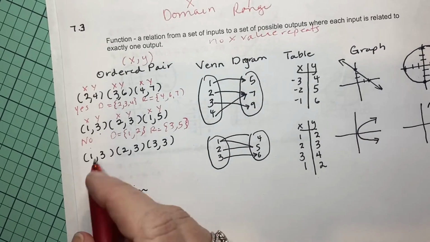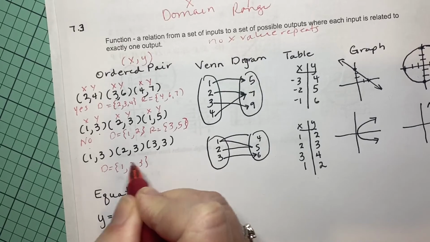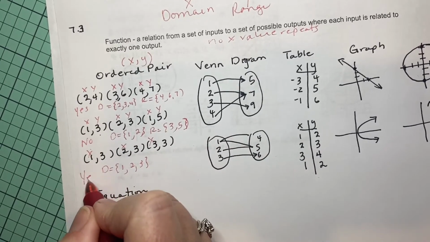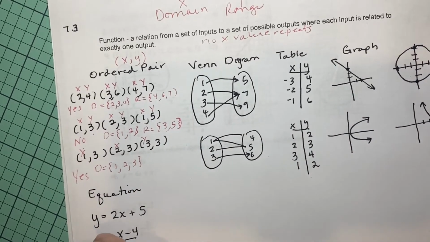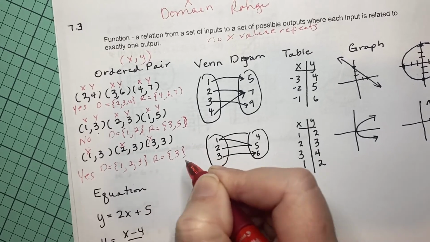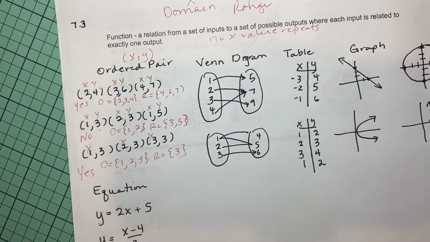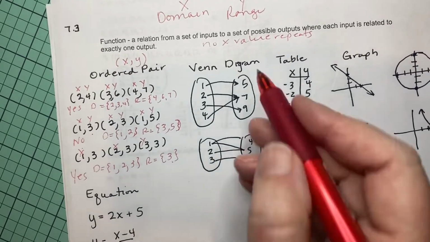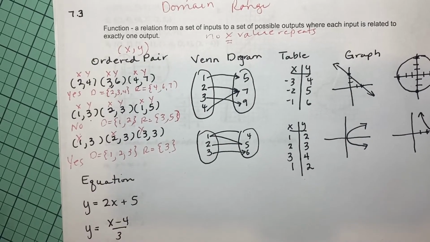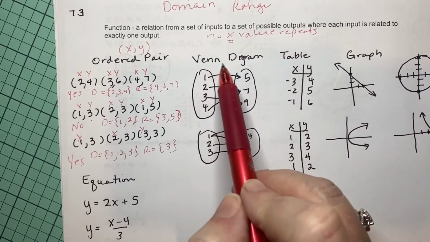So when we look at this last one, do you see my domain is 1, 2, and 3. Because there's my x, and there's my x. It did not repeat. So yes, it's a function. And then my range is 3 for every single one. And so for range, it doesn't matter. The range can have the same number on every one of them, and it still can be a function. It's only the x value that you have to worry about. Okay, so that's written as an ordered pair. The next way you can look at it is a Venn diagram.